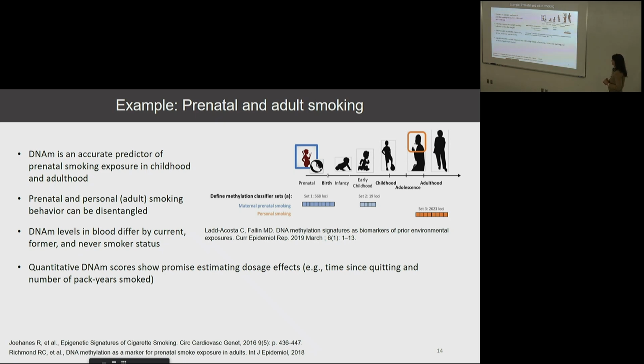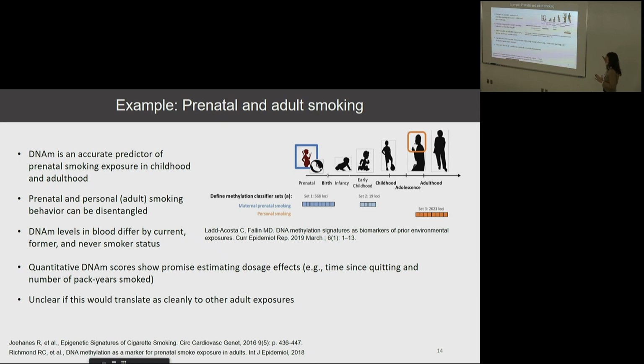They've also now, in terms of getting excited about looking at even dosage, not just states of smoking, but also how much you've been smoking, there have been quantitative DNA methylation scores constructed that show promise. In this case in particular, they've been constructed to estimate time since quitting and also number of pack years smoked.